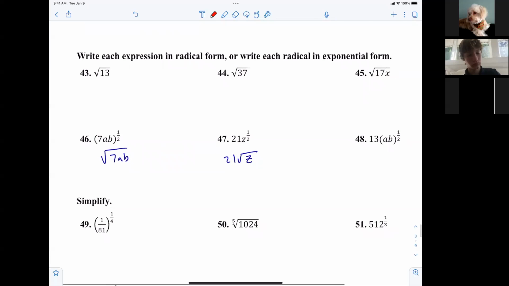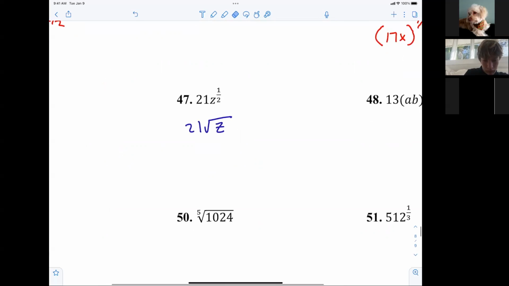Write each expression in radical form. So just let me help you out with this. Everybody should have just zipped these out. Square root of 13 is 13 to the 1/2. 45 requires parentheses. Anybody have any issue with that? And then 47, you have to be careful. Is 21 inside the radical sign? No. It's just 21 times the radical.